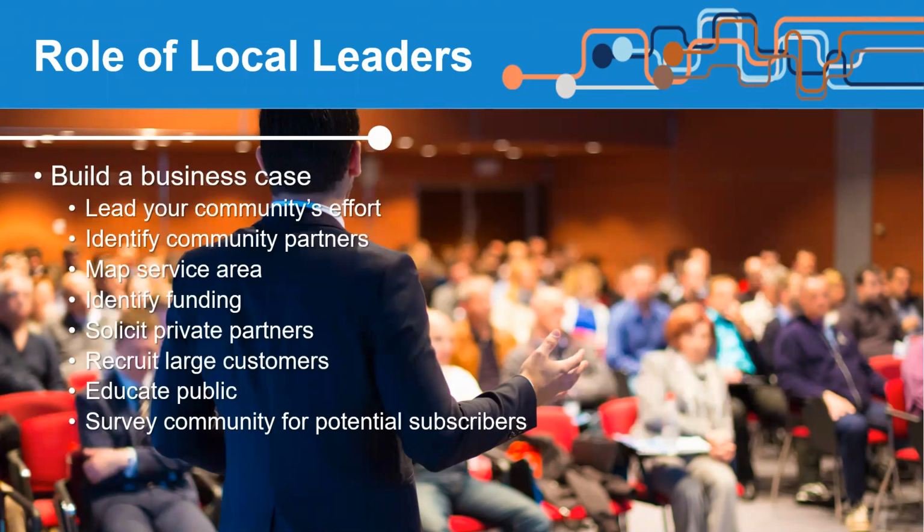If as public officials you want to get involved, you'll have to help build the business case. You'll have to lead a community effort. And that means identifying community partners, whether those are these business leaders and institutional leaders I just mentioned, whether they're neighborhood leaders on the residential side. Mapping the service area, identifying where funding is. A lot of that right now is available outside of the state, not necessarily inside the state of North Carolina. Soliciting private partners. And those private partners could be the big ones that you've heard about, AT&T, Verizon, CenturyLink. But there are also hundreds of these smaller private ISPs that are specialists in this area. And they also may be willing private partners depending on their business model. Recruiting large customers always helps build a business case, and you've got to have the community on board.